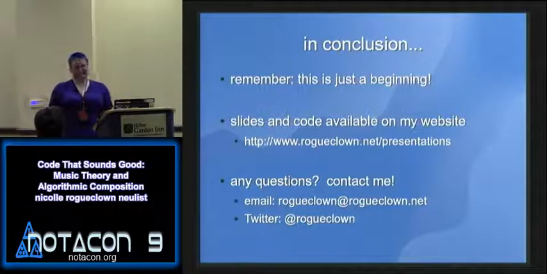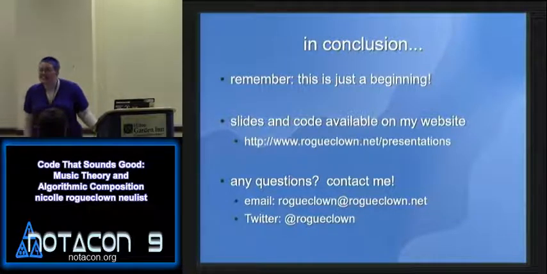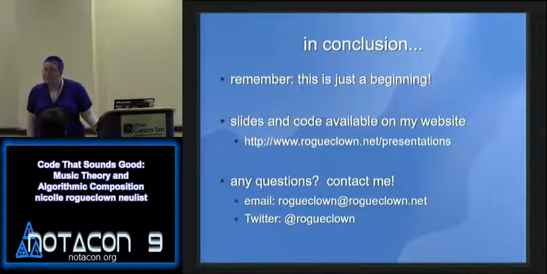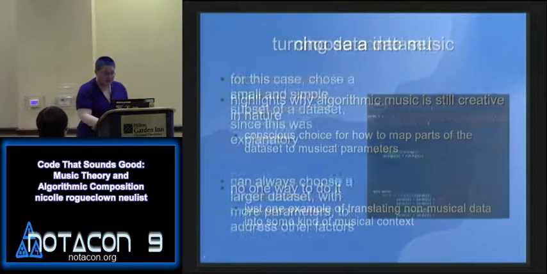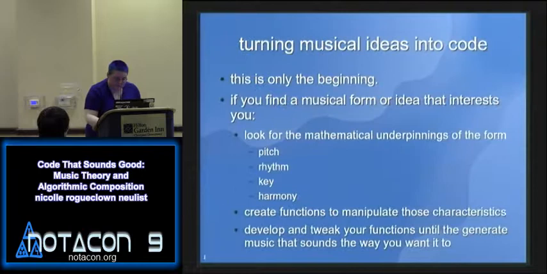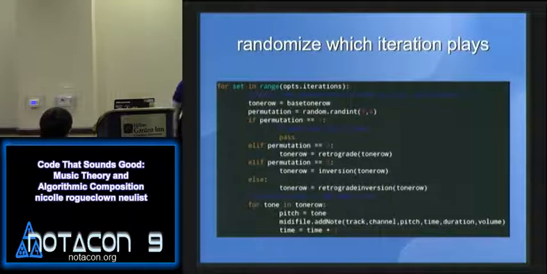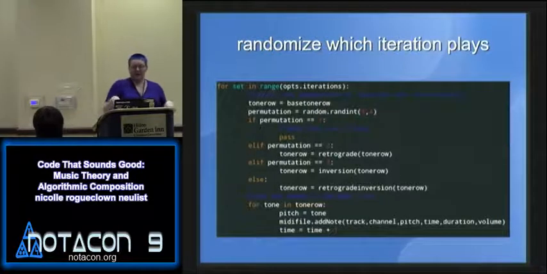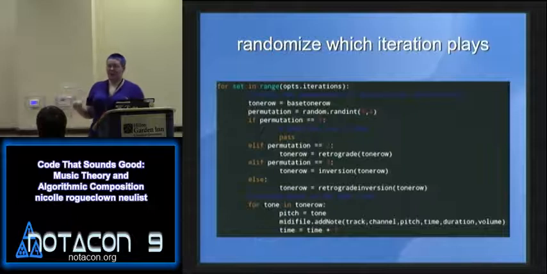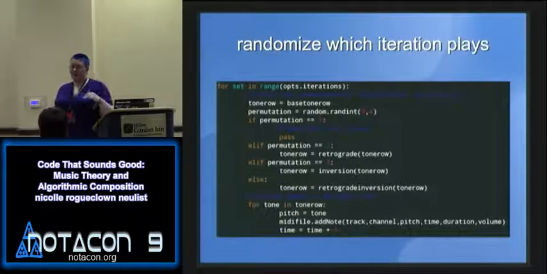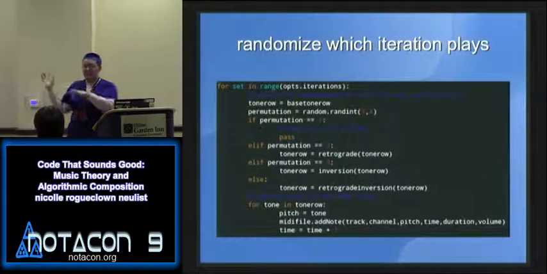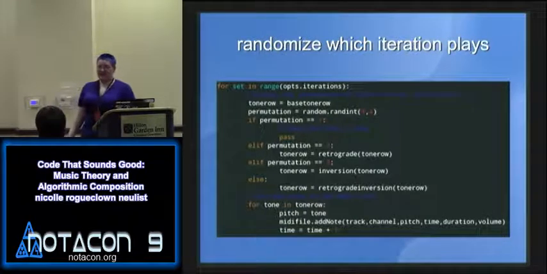Does anybody have any questions? The function that I showed, where is it? This function here adds the notes to the track, and then at the end of the code, there's just a method, I don't even remember the name of the function, like MIDI file output or MIDI file dot write. There's just a method that you call at the end to write all of these add notes that it's been saving in the MIDI file object out to a file. And then that saves the music.